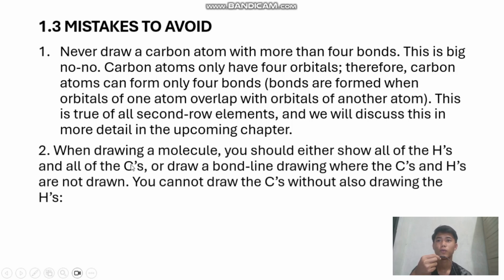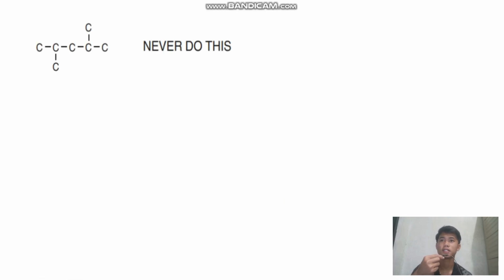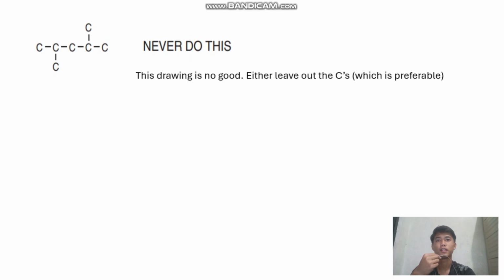Second, when drawing a molecule, you should either show all of the H's and all of the C's, or draw a bond line drawing where the carbons and the hydrogens are not drawn. You cannot draw the carbons without also drawing the hydrogens. So never do this. This drawing is no good. Either leave out the carbons, which is preferable.